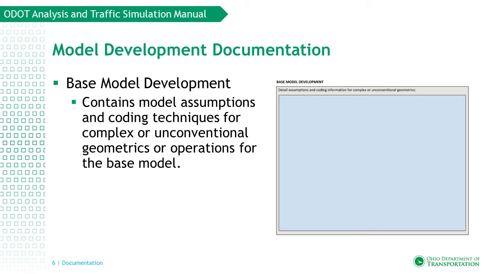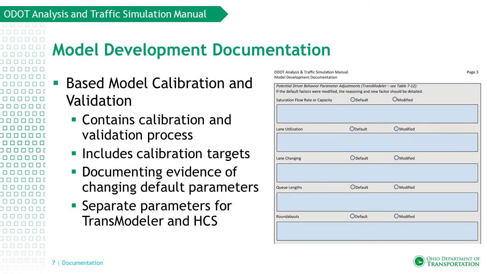An example for which this case may apply includes de facto turning lanes. If the field observations and traffic counts indicated that every vehicle turns right from a shared through and right turn lane, the lane connector bias may be tweaked in Transmodeler, or the lane may be coded as an exclusive right turn lane.